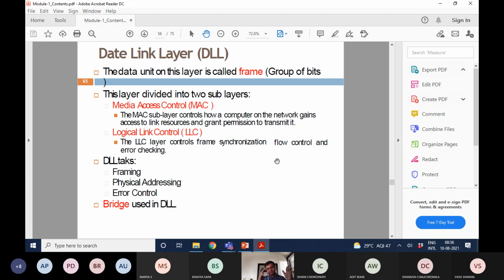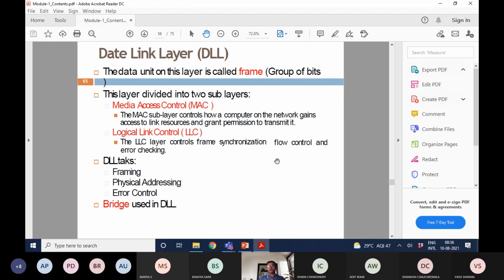So we have one module for this media access control. We'll see how we give permission to a device or a computer in the network, so that at which time it can transmit the data. That comes under media access control.